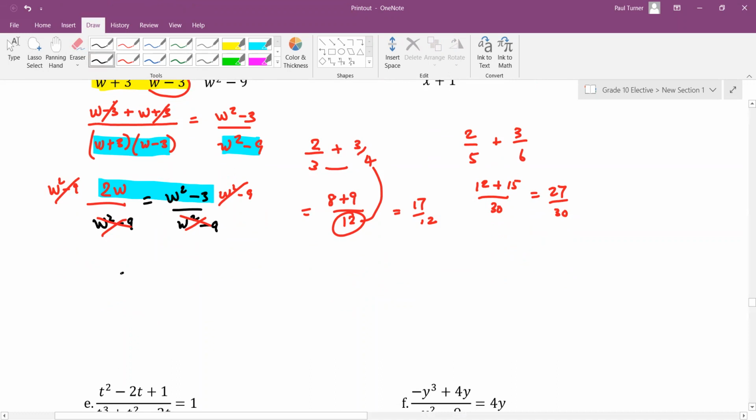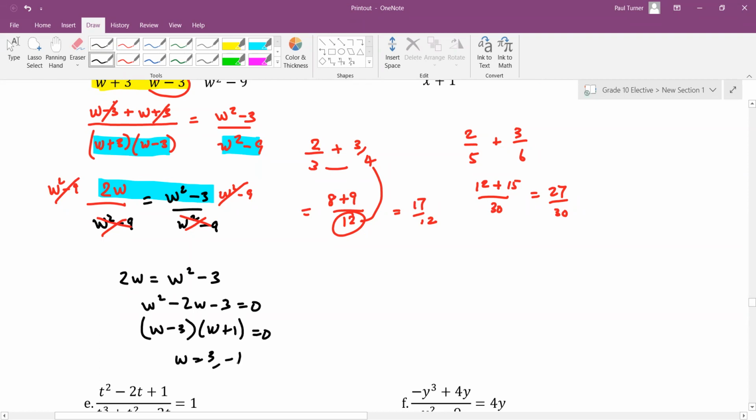So then I can write 2w equals w squared minus 3. So w squared minus 2w minus 3 equals 0. So (w minus 3)(w plus 1) equals 0. So w is 3 or minus 1.